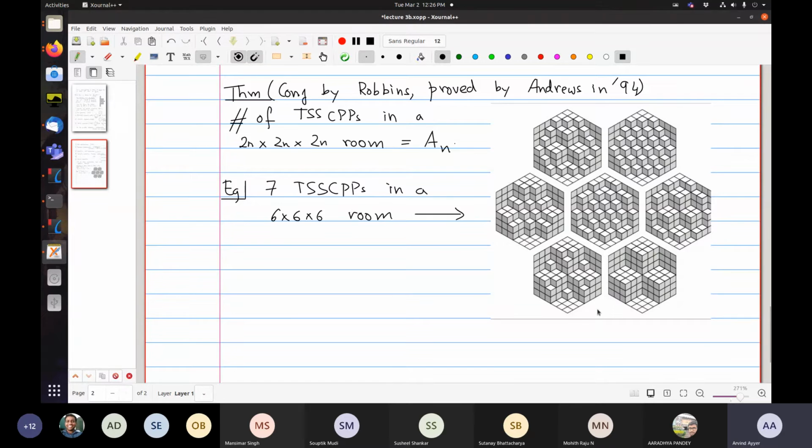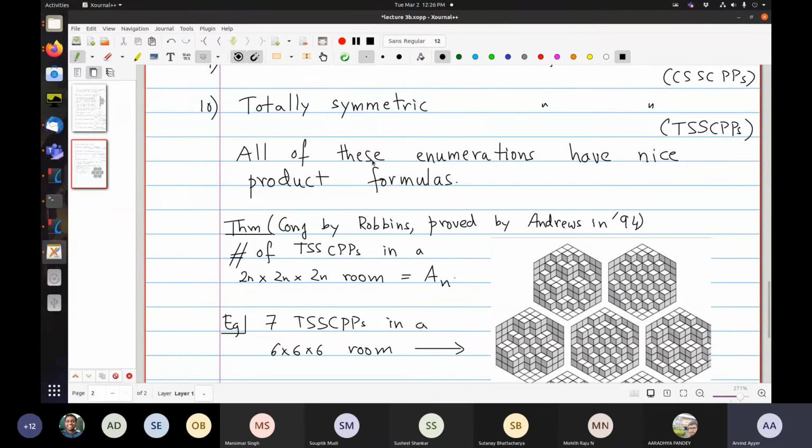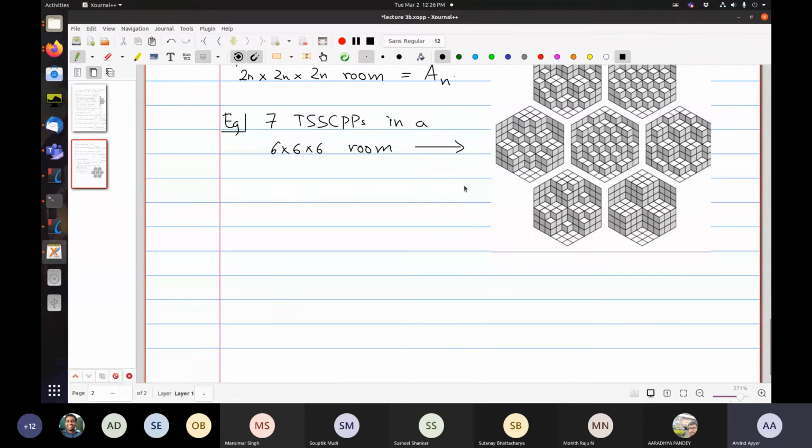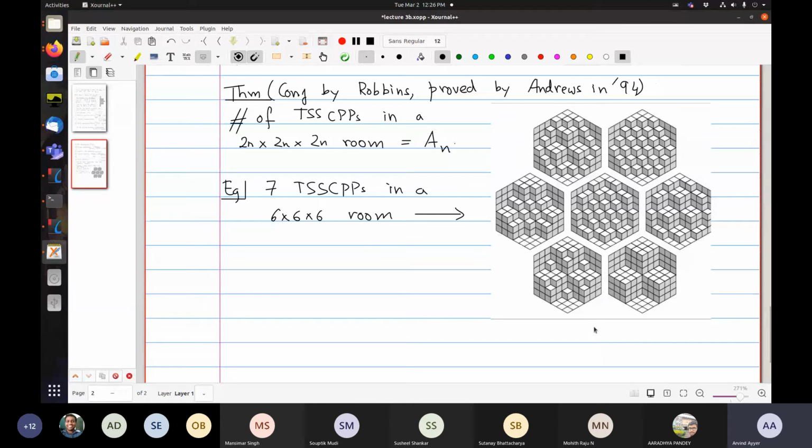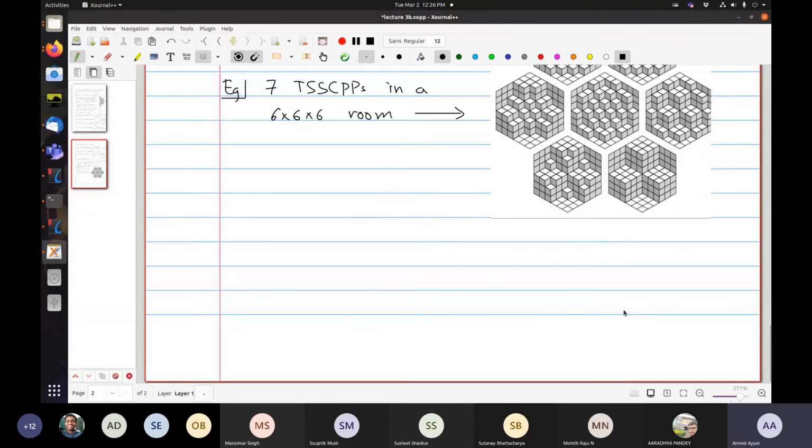So now we have 3 classes of objects which have the same enumeration, and let me spend a little more time explaining how ASMs came up in another context.